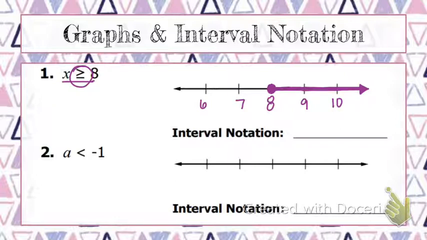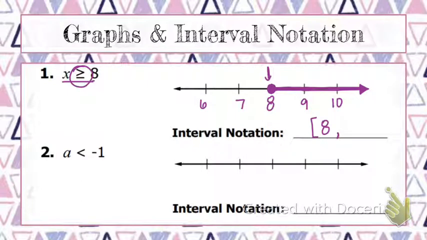Now we need to write this in interval notation. And the way that I like to do interval notation is I like to read my graph from left to right. Okay? So my graph starts here with a closed dot. And if we have a closed dot, we use a bracket. Parentheses are for open dots. Brackets are for closed dots. Okay, and that bracket, that closed dot, is at the number 8.